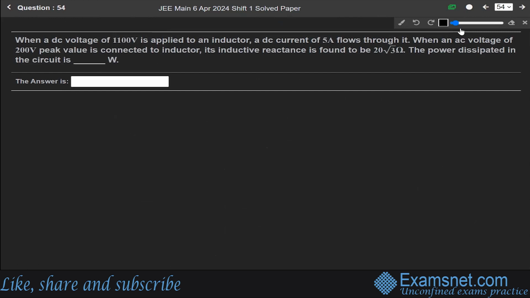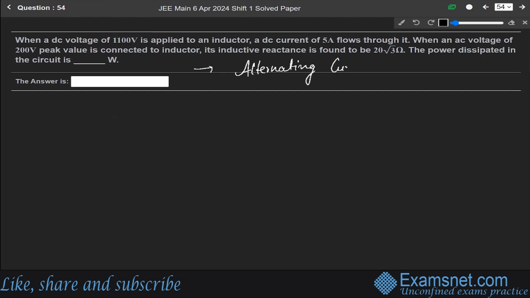Now next question 54. When a DC voltage of 1100 volt is applied to an inductor, DC current of 5 ampere flows through it. When an AC voltage of 200 volt peak value is connected to the inductor, its inductive reactance is found to be 20 root 3 ohm. The power dissipated in the circuit is, okay.